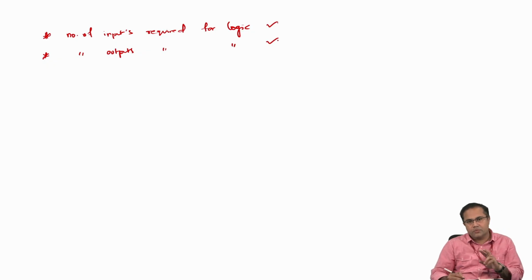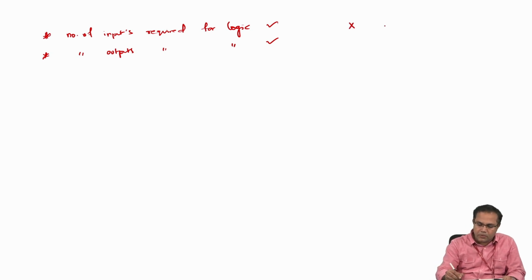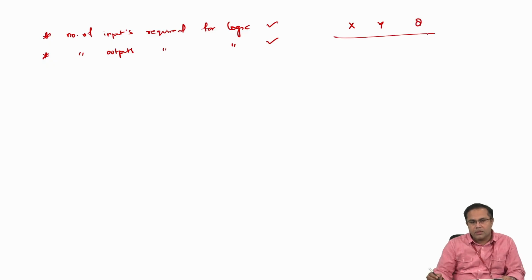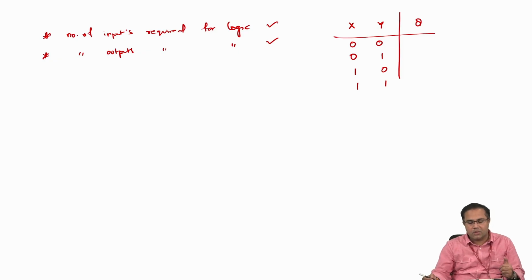Once you figure out the inputs and outputs, the next thing is you need to form a truth table. So let's say I have two inputs x and y and one output q. You need to figure out the table. Hence with two inputs, the maximum possible combinations are 4: 0 0, 0 1, 1 0 and 1 1. So these are the maximum possible combinations.